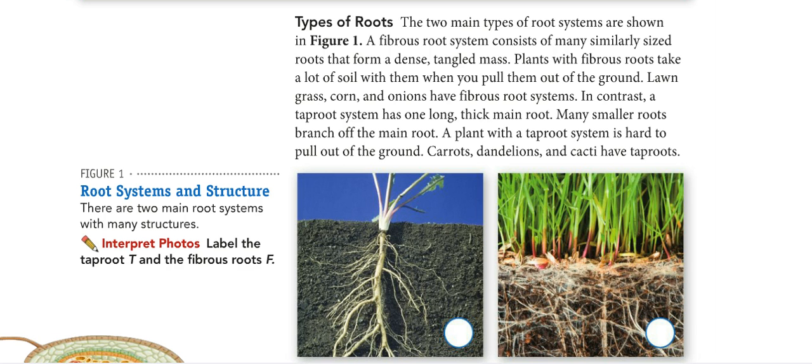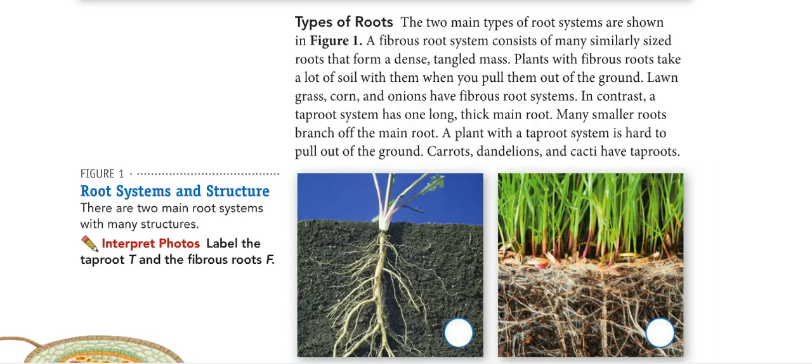In contrast, the opposite of that, a taproot system has one long, thick main root. Which one do you think that is below? Many smaller roots branch off the main root. A plant with a taproot system is hard to pull out of the ground. Carrots, dandelions, and cacti have taproots.